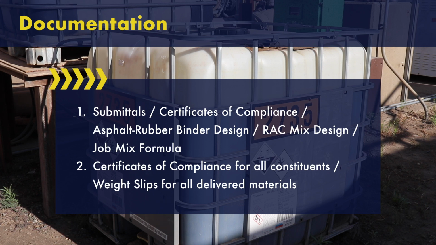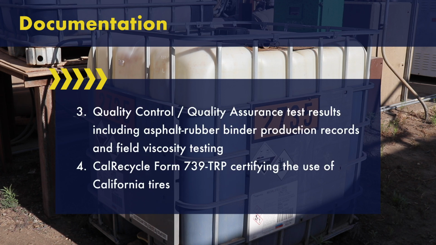This should also include the RAC binder design and the RAC binder production logs. If your agency is participating in the CalRecycle grant, Form 739 TRP, certification that tires used are only from California must be supplied by the crumb rubber provider.